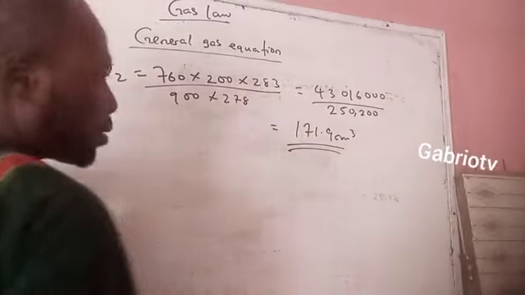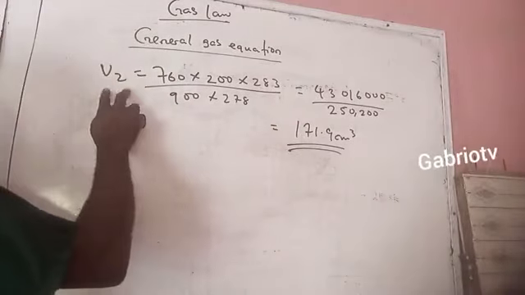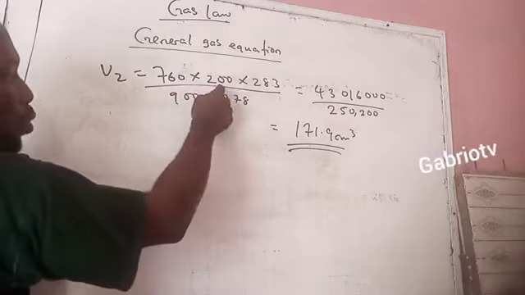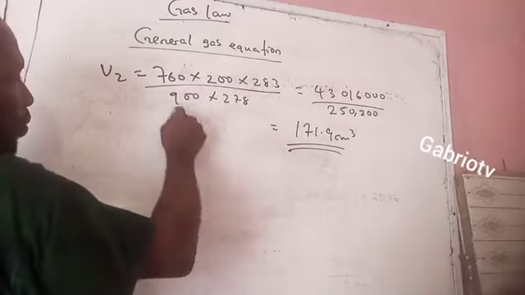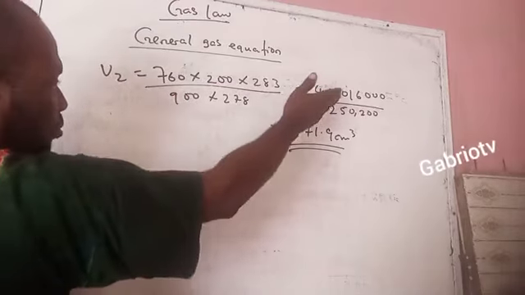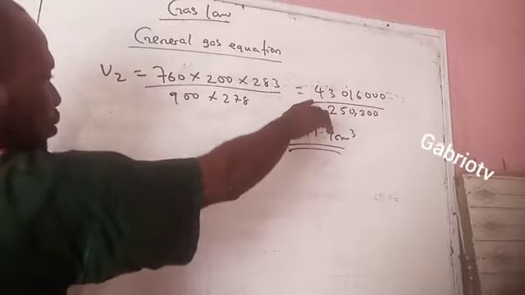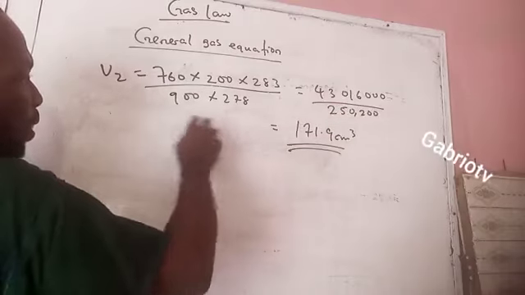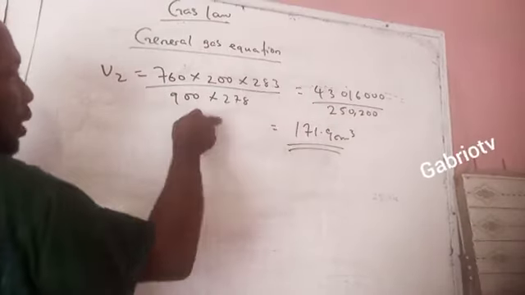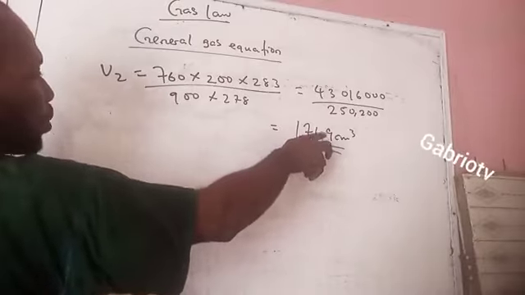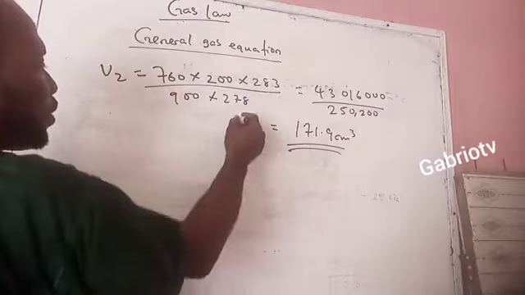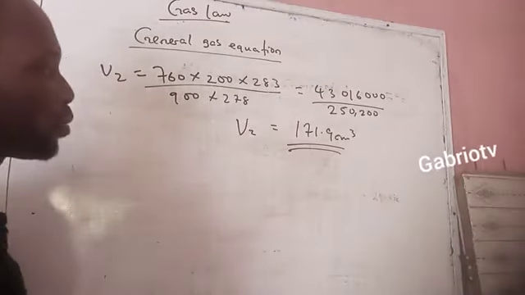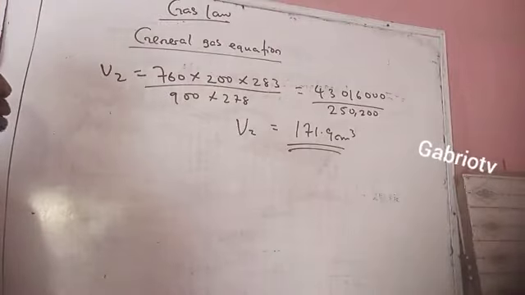Okay, so after cross multiplying, we have what? We have 760 times 200 and 283 over this. So just straightforward, we have the answer there. We have 43,01600 divided by 250, and after dividing this over this, we have 171.9 cm3 being the V2 as the volume. So that is the general gas equation. That's how to solve that.